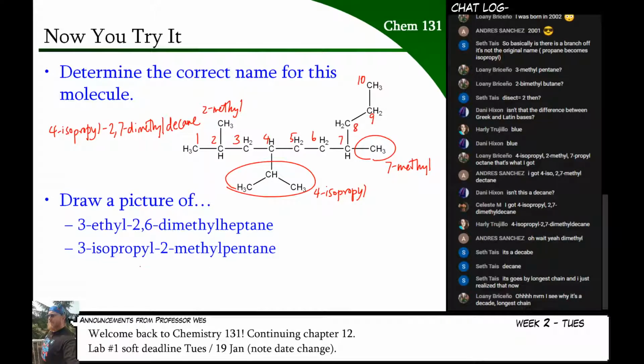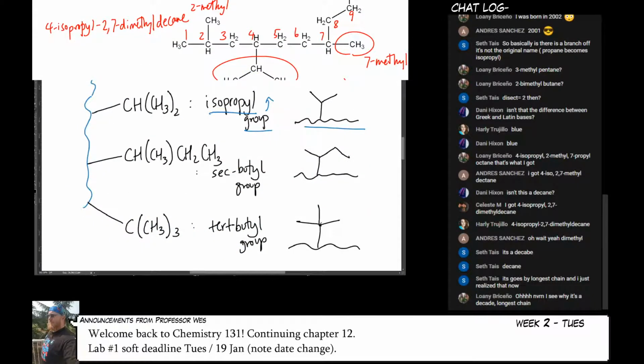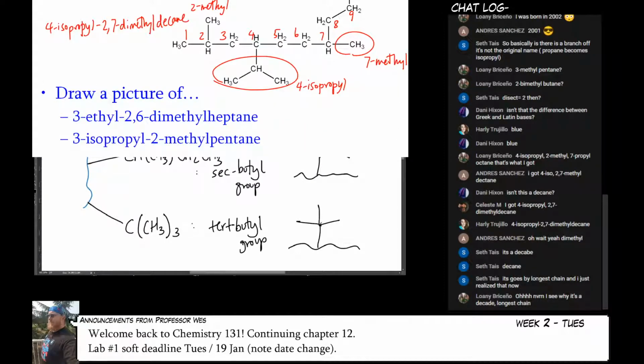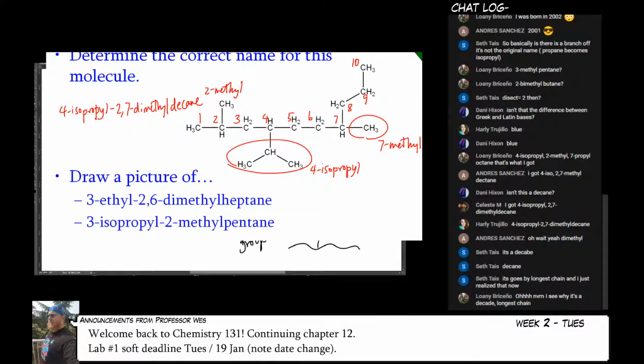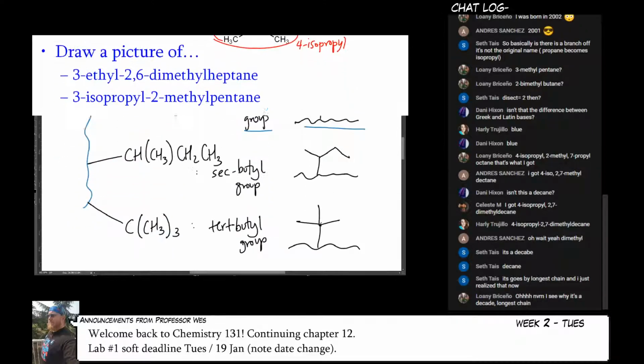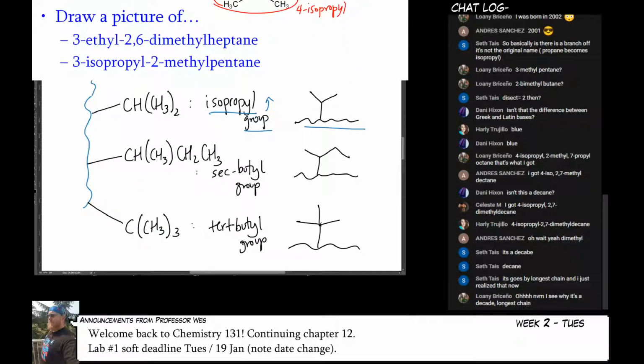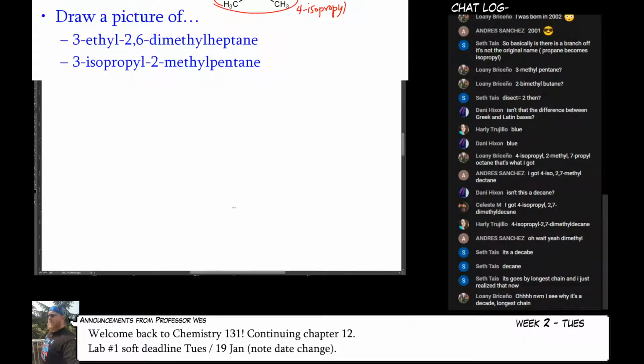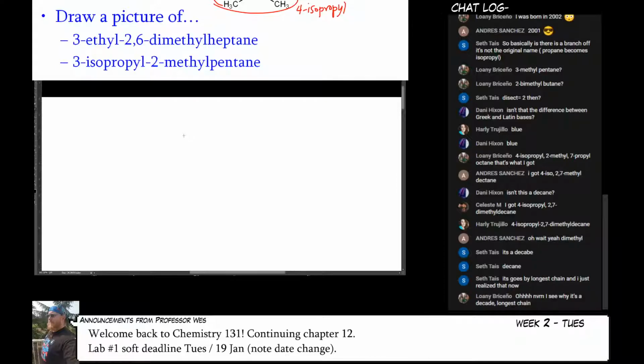All right, going down here, draw a picture of these. I personally think that this is way easier to do. The reason is that once you've drawn the base chain, you're pretty much all set. So I hope we all wrote down those groups, because I have cleared them. But you can always go back in the video.